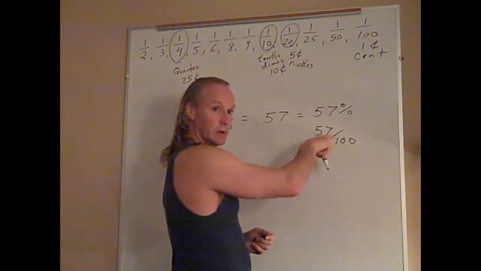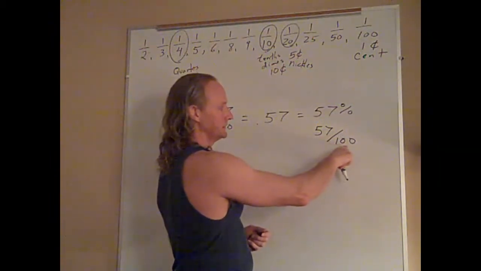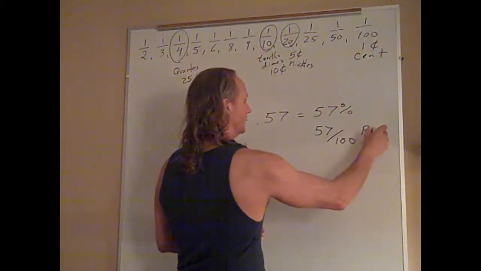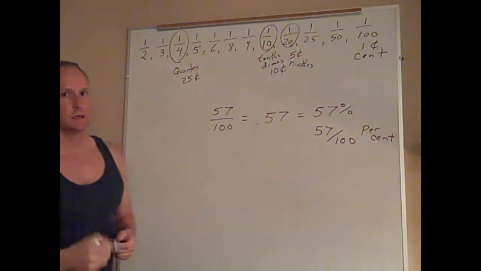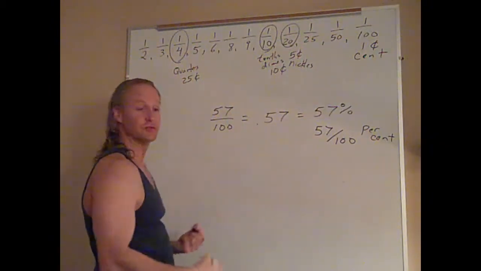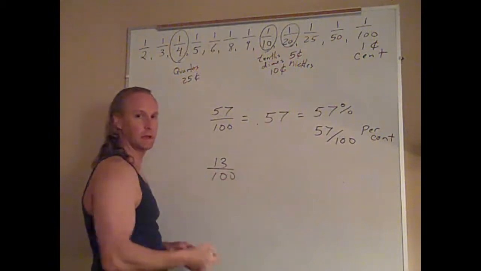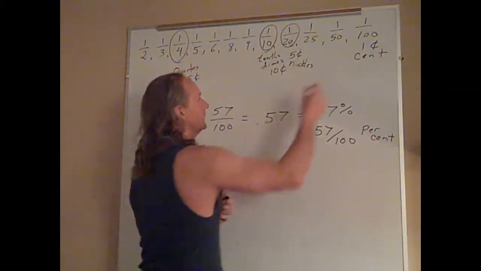You've heard of miles per hour. This is 57 per cent. Cent is 100. And of course, if I can go over 100, I can do less than 100, I can do 13%. And I'm all done. That's all of my money.